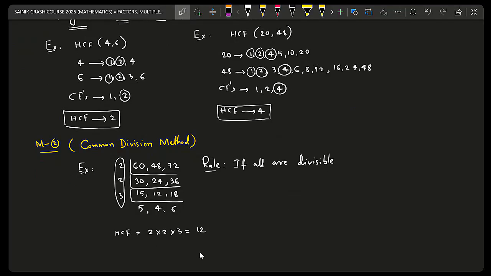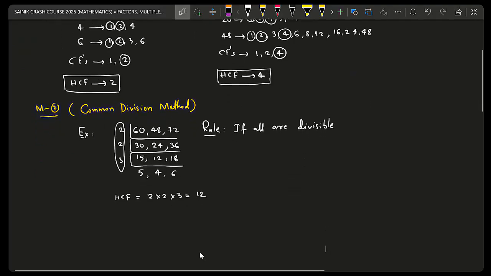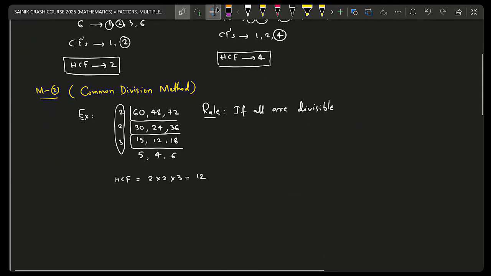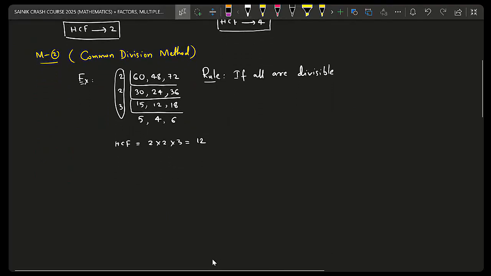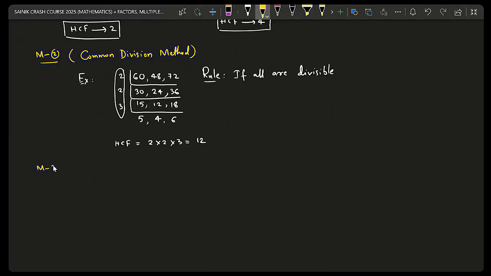And next we are going to discuss one important method of finding HCF, that is the continued division method. It is best suited for very big numbers. Even if you have very big numbers, this method will give you the solution easily. So that is method number 3, the continued division method.